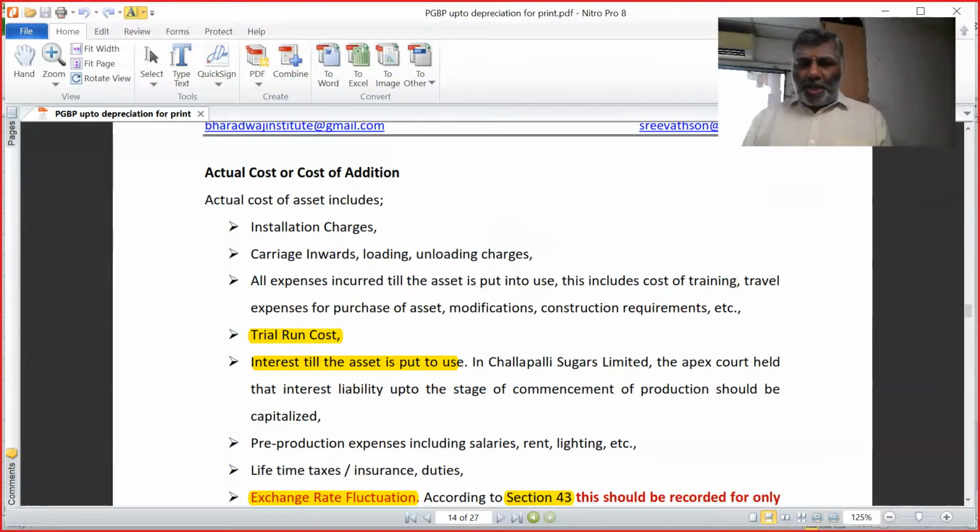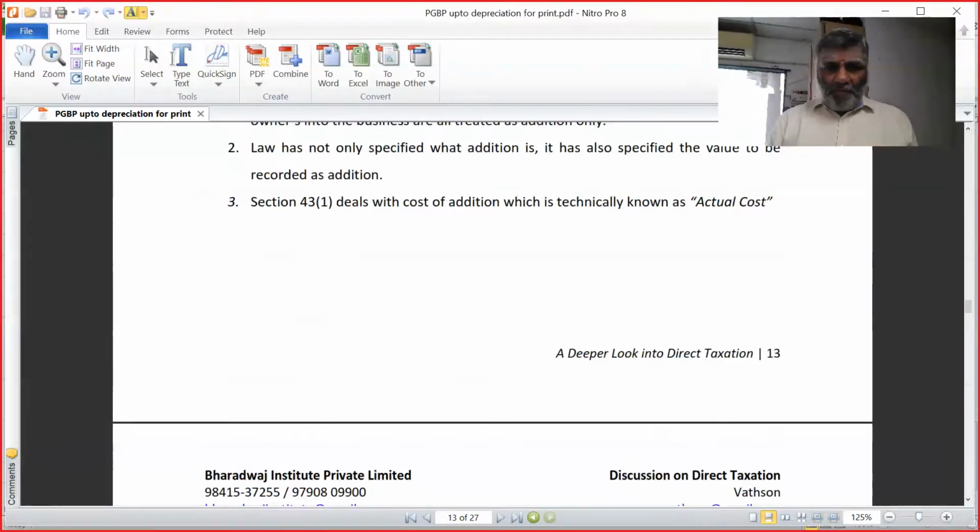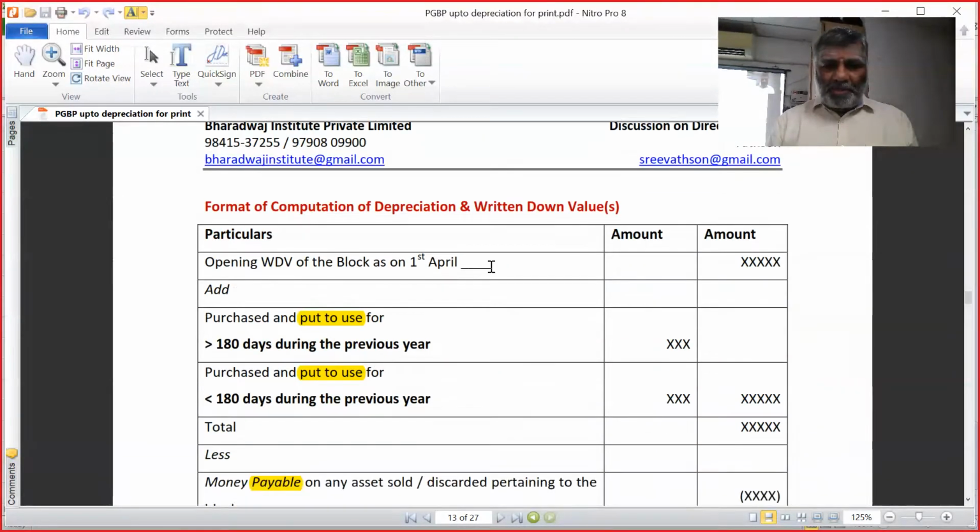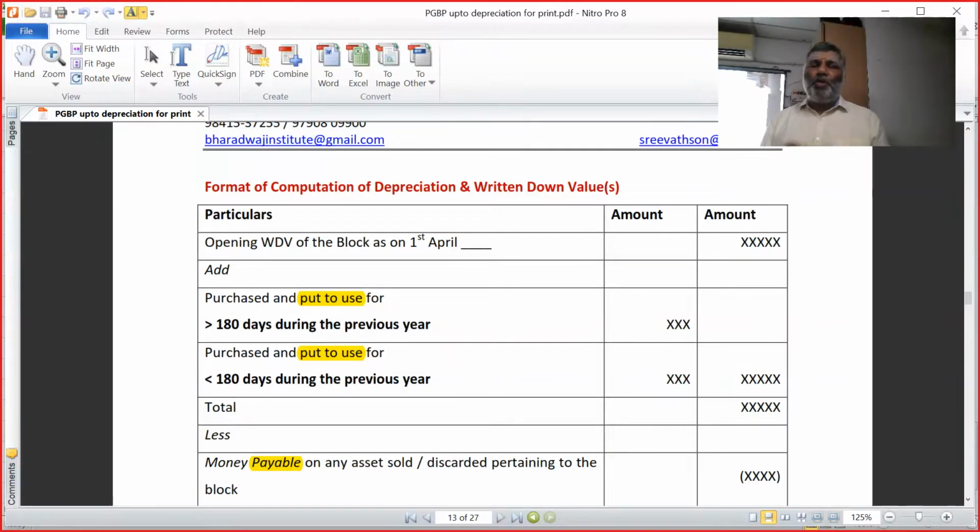In depreciation, where are we? We are just trying to understand this format of computation. We know the four conditions for claiming depreciation. Should be a specified asset. Land and goodwill are not specified asset now. Should be owned by the assessee.